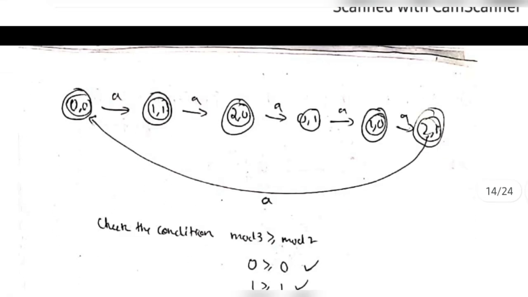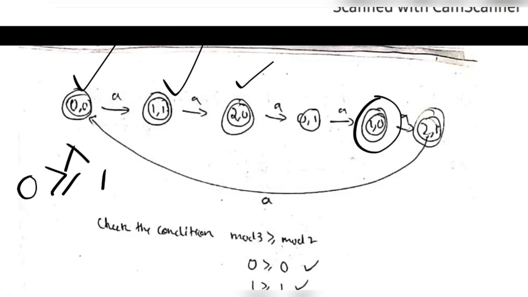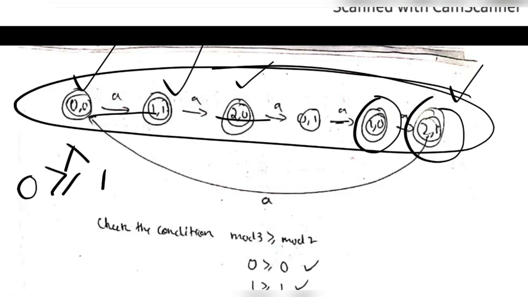So, we will write here also the same thing: 0,0 is a valid string, greater than or equal to; 1,1, 2,0 also, but 0,1 is not greater than or equal to, so it will not get a double circle. Here it is greater, here also it is greater. Therefore, this is the transition diagram. In between we will write A's, and finally we will connect each of them, okay.